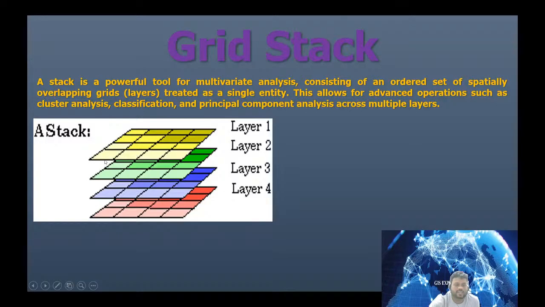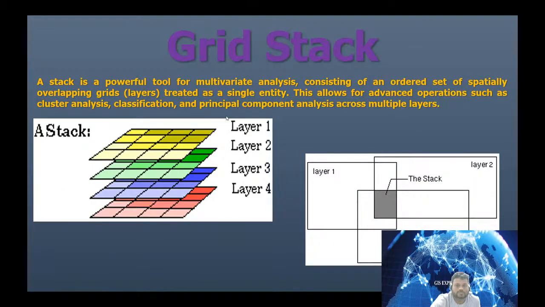This is a multiple layer. Suppose that layer 1 represents your rainfall, layer 2 represents your groundwater, layer 3 represents your temperature, layer 4 represents your soil pattern. So when analyzing them at one time, what will you do? All layers combine with the process of the stack. So stacking is a powerful tool for multivariate analysis. So layer 1, layer 2, layer 3, this is the stack image, finally stacking. So you can check for this.